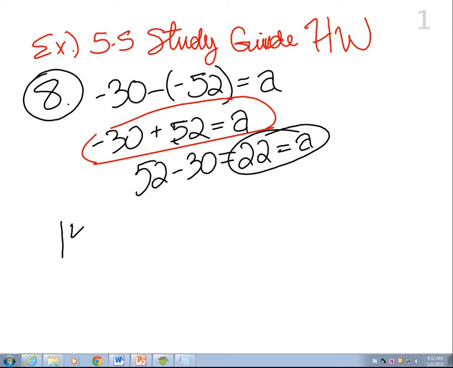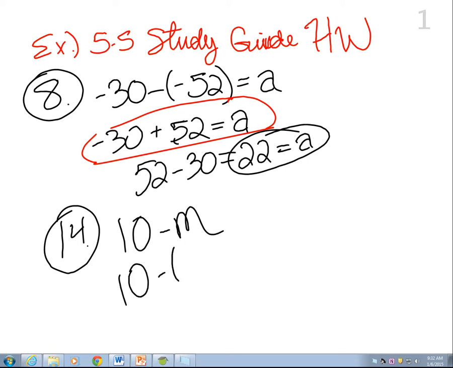I'll do 14. Number 14, I have 10 minus m, where m is negative 1, so I have to substitute that in there. All you need to do is substitute in because m equals negative 1. Then you just do that thing again. Very good. Yep, and your answer is going to be negative.